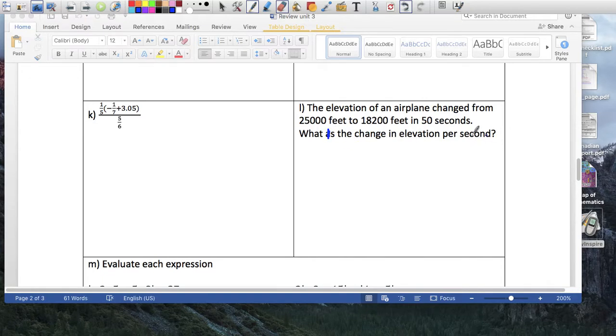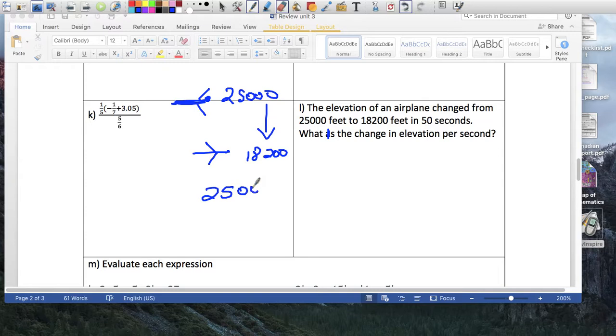What is the change in elevation per second? So you had an airplane flying at 25,000 feet. Here's my airplane, it's flying. And then my airplane is going to drop to 8,200 feet. Actually the wing should be the other way. So it dropped, and that drop occurred in 50 seconds, and we want to find out how much it dropped per second. So let's find out what the drop was first of all.